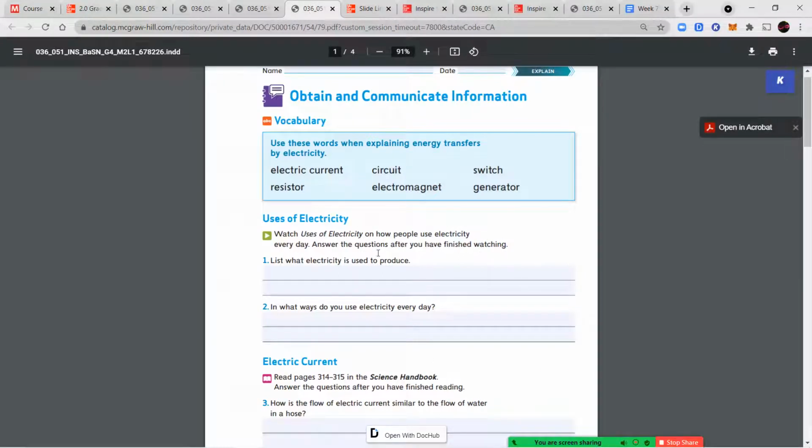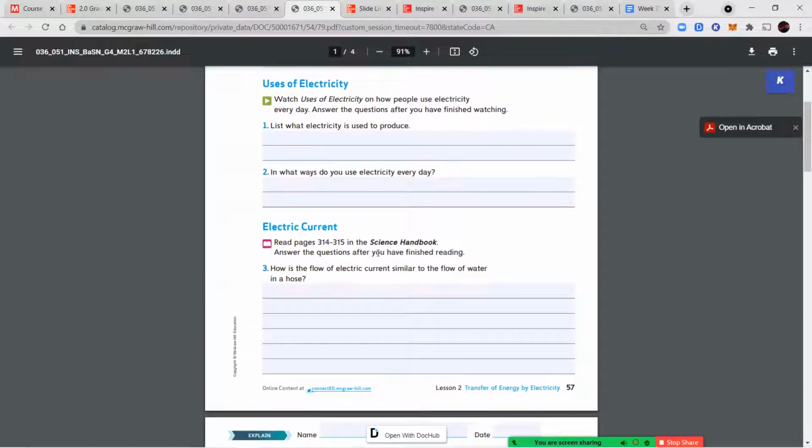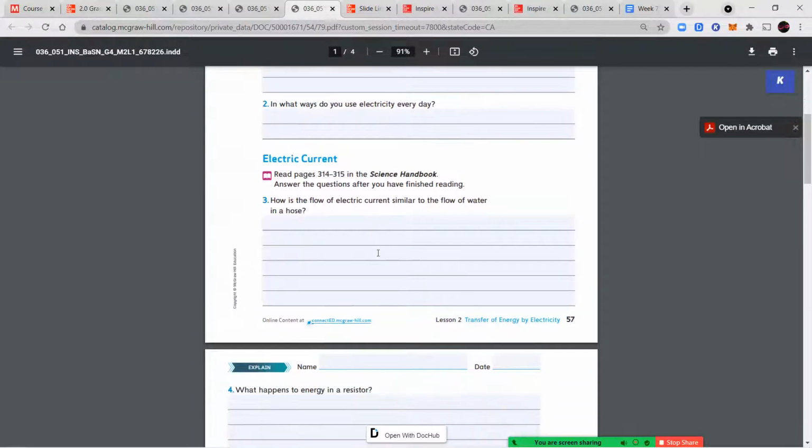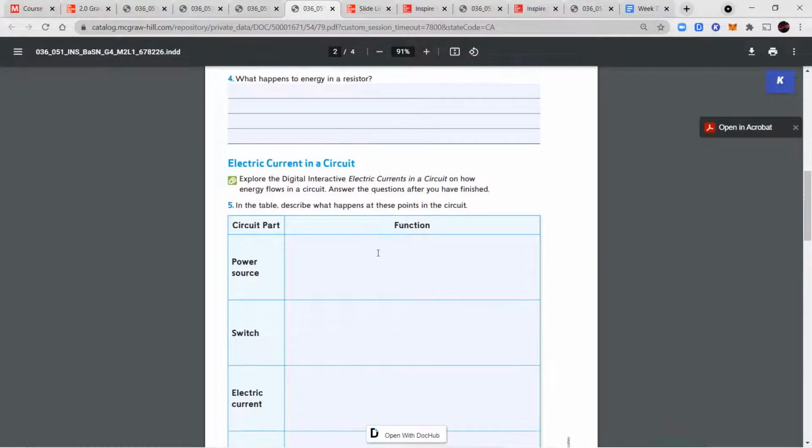So go ahead and head back over here, answer your questions. How is a flow of electric current similar to the flow of water in a hose? What happens to energy in a resistor? And then after you've completed those using complete sentences, we're going to move on to our digital interactive activity, and we're going to look at electric currents in a circuit and talk about the different parts.